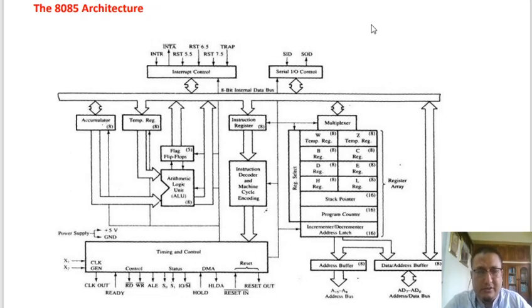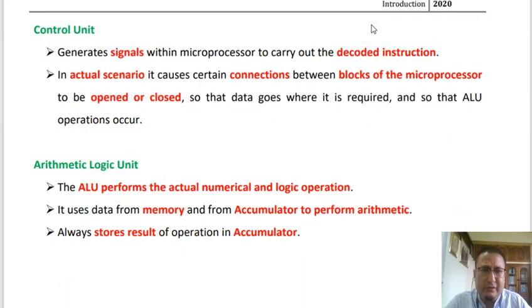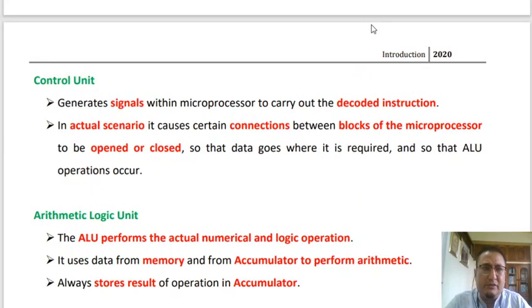Now, let us begin with the description of the roles of the various units. So we have the control unit first. Control unit is responsible for generating signals within the microprocessor in order to perform operations or instructions that have been decoded. So control unit is responsible for generating necessary signals within the microprocessor to carry out the decoded instruction. Whenever an instruction is to be executed, it is fetched, it is decoded, and then prepared for execution. So whenever a decoded instruction is to be executed, control unit creates coordination signals so that the operation related to the instruction is performed.